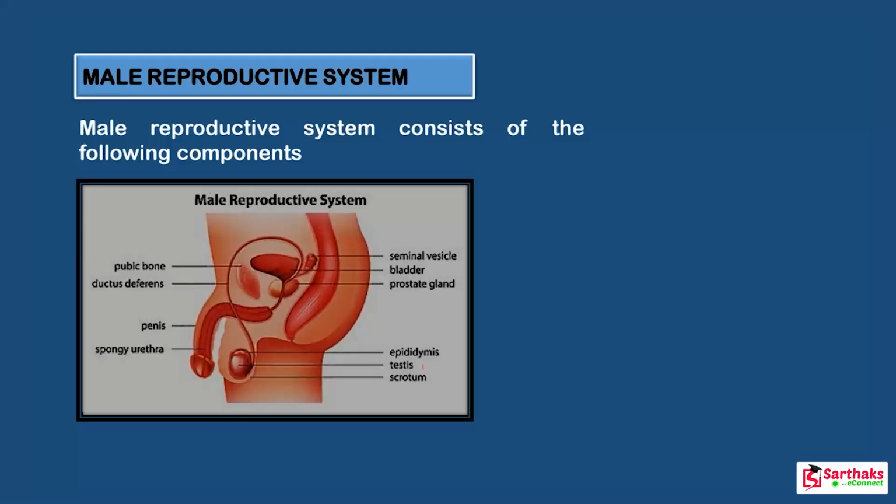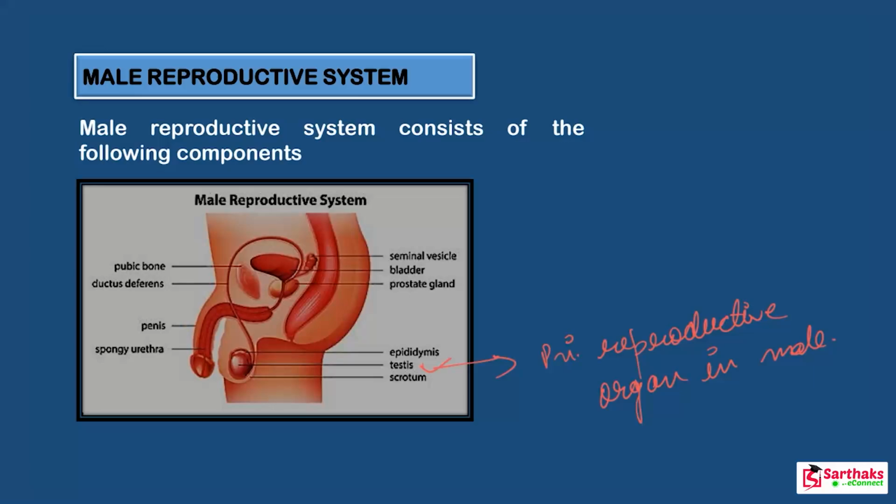These are the testes. This is the primary reproductive organ in males. So the testis is the primary reproductive organ in male. Got it? In male, that is in man.